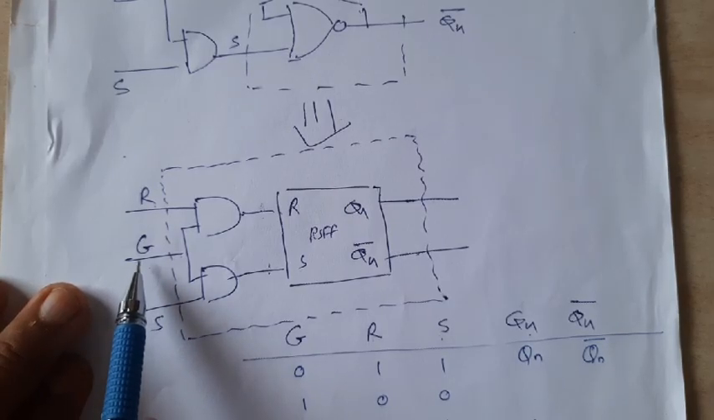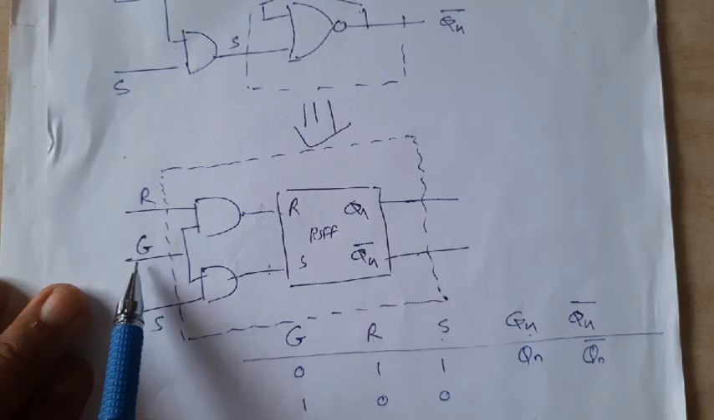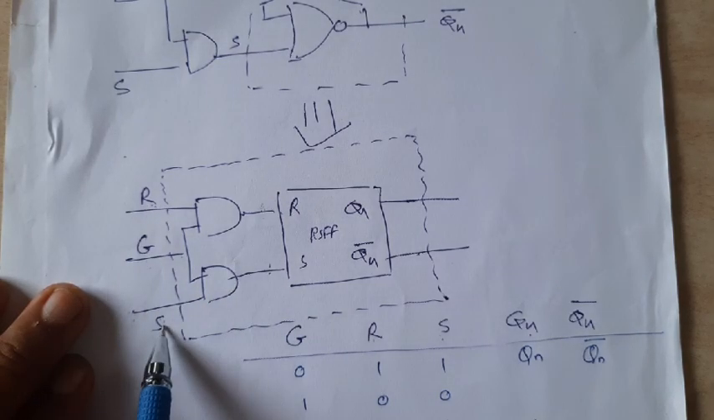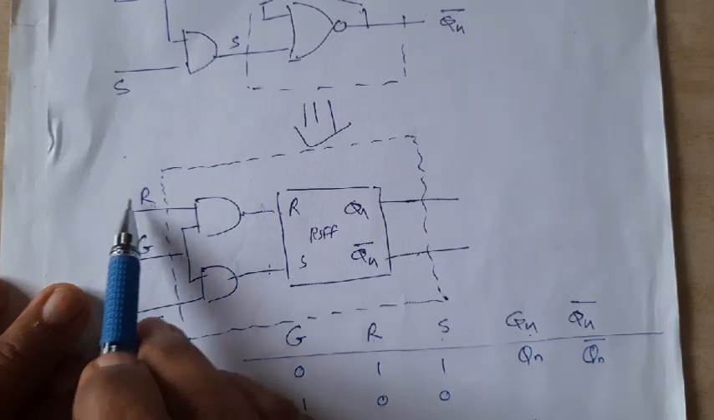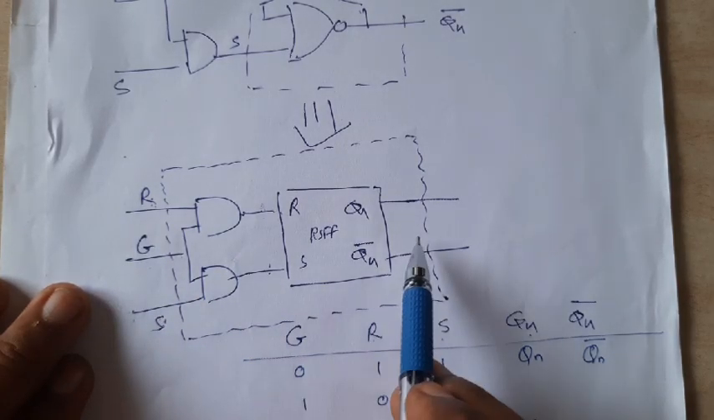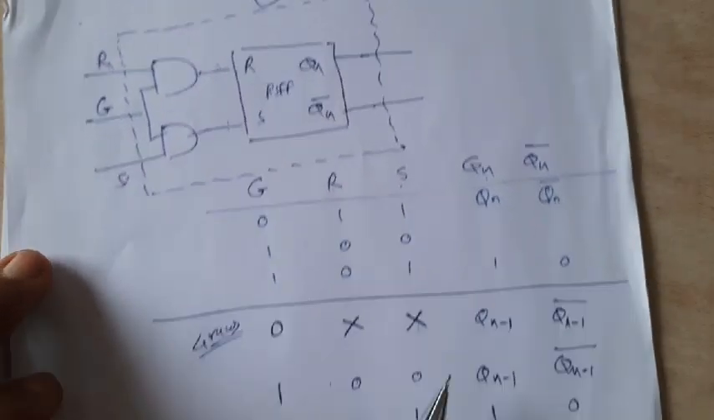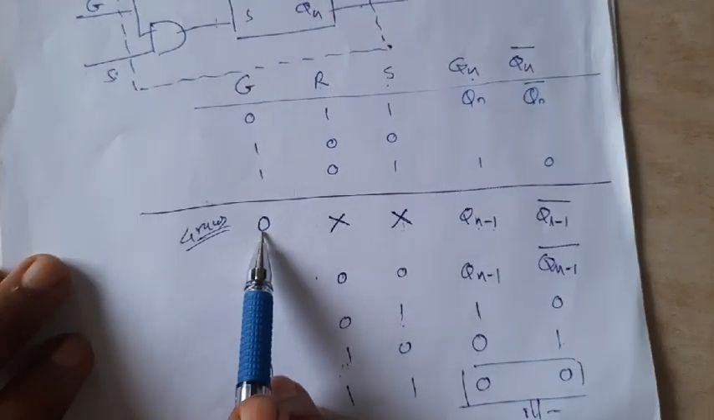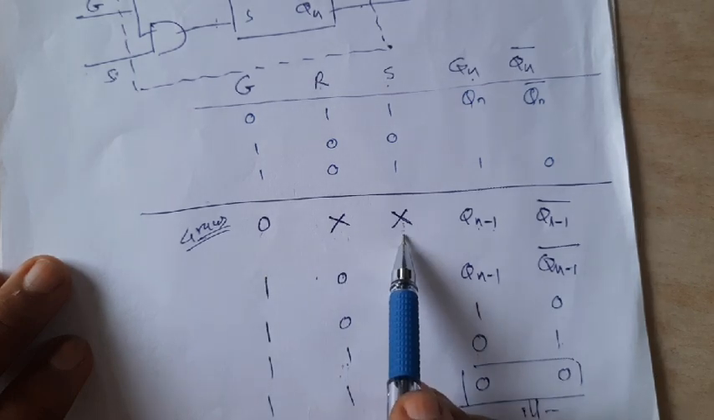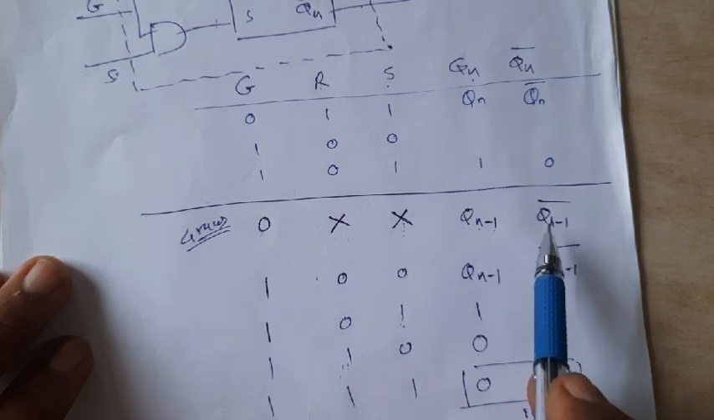It is gated flip-flop. That means now you may use this R and S for any data. Keeping gate to be 0, there is no effect on the output. Check, here I have mentioned that if gate is 0, irrespective of R and S, the output remains as it is.